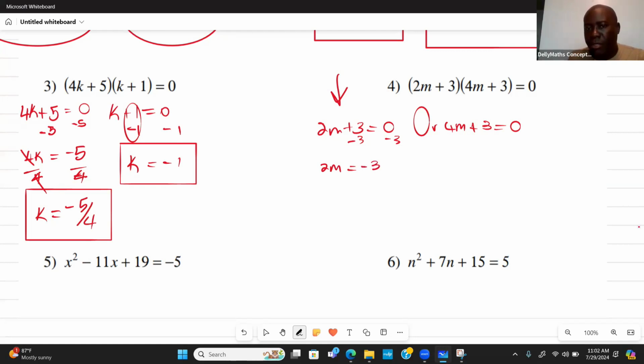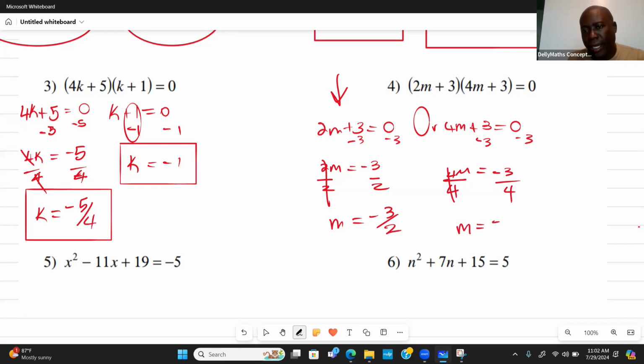To get the m by itself, m is multiplying the 2, so I'm going to divide both sides by 2, so that the 2 would cancel, leaving m. So m is -3/2. Let's take a look at 4m plus 3 is equal to 0. Let us subtract 3 from both sides first. Rewriting this, what I'm left with is 4m is equal to -3. In order to get the m by itself, I'm going to divide both sides by 4. So m is equal to -3/4. And this is my second response.